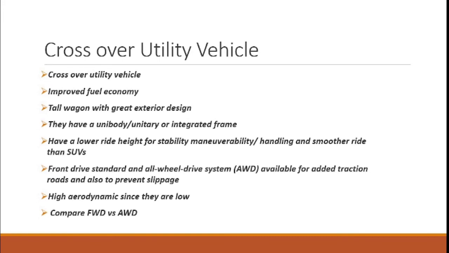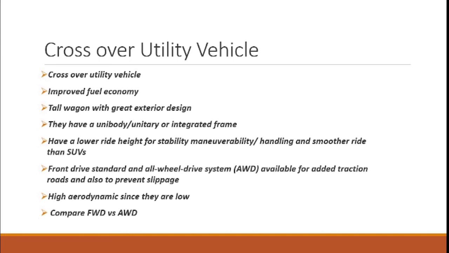Unitary, integrated, unibody frame. Because of that, they have a lower ride height for stability and maneuverability, because the center of gravity is much lower since we don't have the separate chassis. So you can locate the vehicle much lower, and this enables greater handling and a smoother ride than SUVs.